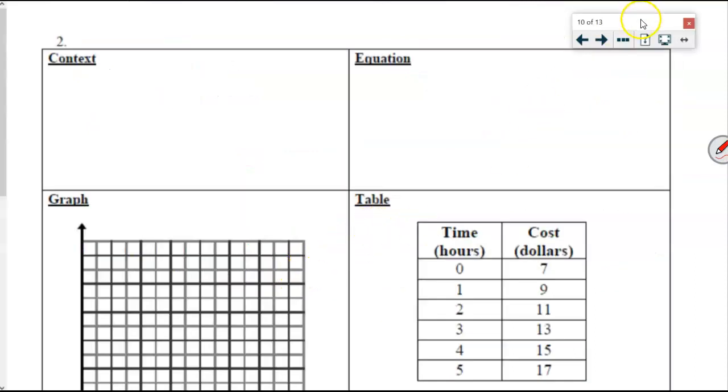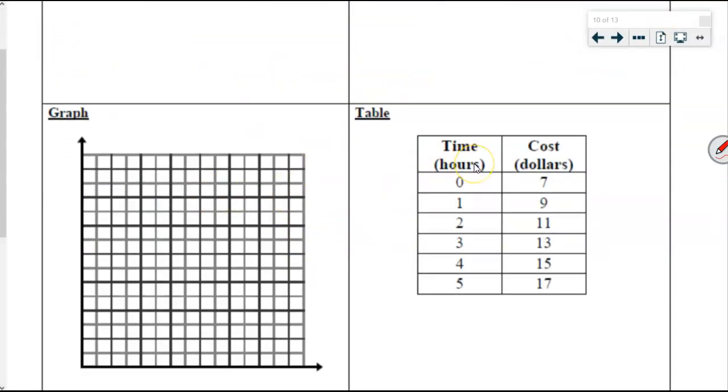Next problem, again, you're going to notice on this one, there's no context, no equation, no graph, but there is a table. The table does give us labels, so we can look at the labels, and that gives us some ideas about a story. But let's start simple. How's it changing? What's happening in this table? What do I see? Go ahead and get us started, Weston.